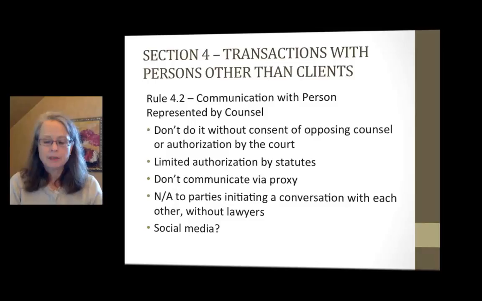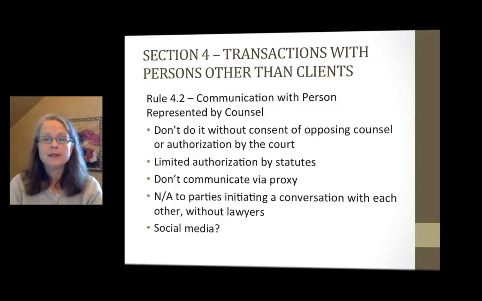This rule only applies to people you know are represented, on the same or similar matters. So when you do know that a party is represented, do not communicate with that party orally or in writing, and don't have someone else like an investigator or a claims agent do it on your behalf. That's not allowed. There are a couple of caveats here.